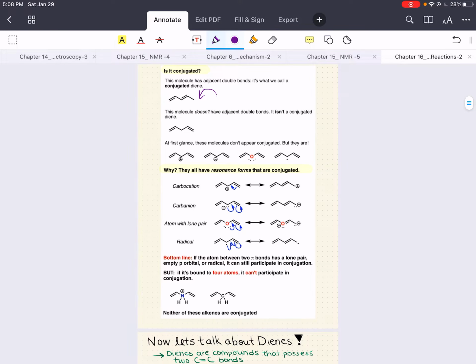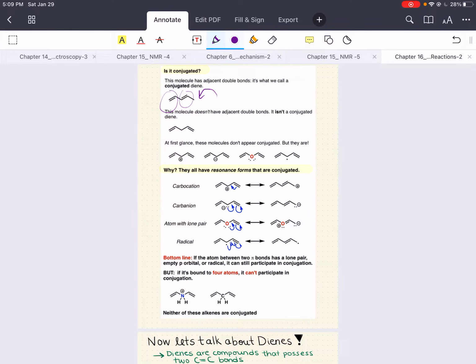Let's draw them out. Where's our pen? There we go. They're separated by 1 sigma bond. All right. Now, when double bonds are separated by more than 1 sigma bond, they are no longer conjugated. They are referred to as isolated dienes.